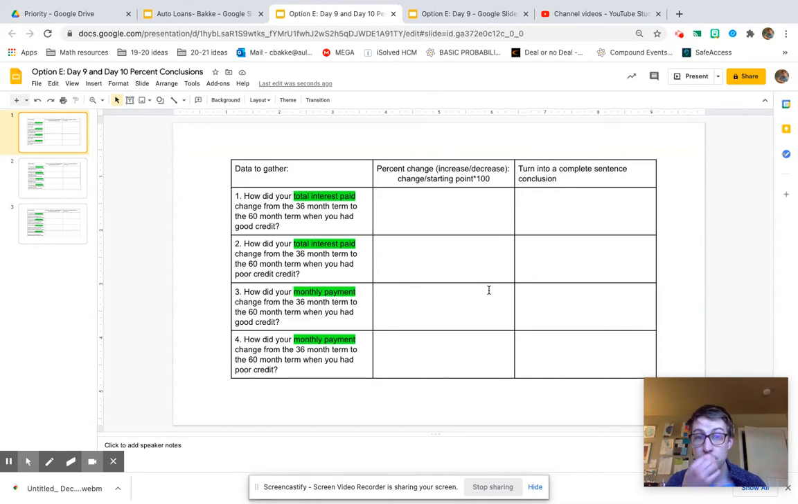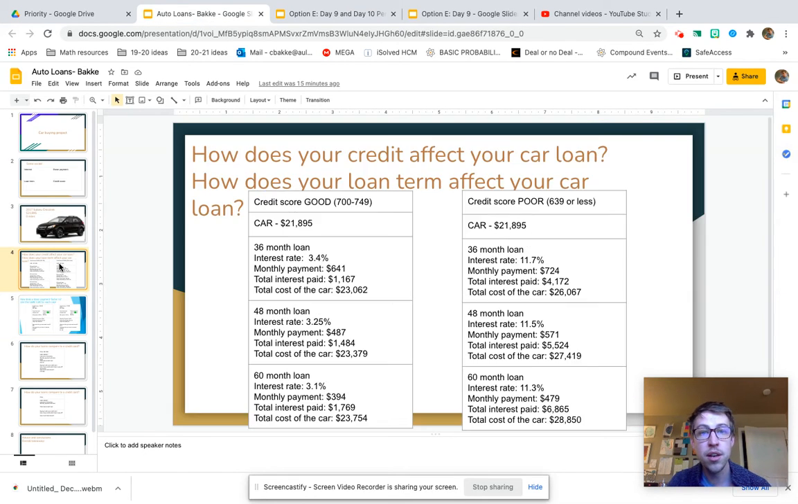So this video is going to help you organize where to get the numbers for numbers 1, 2, 3, and 4, how to find those percent changes, and then how to turn them into complete sentences. I, of course, will be using my Subaru example. And of course, you will need to do this with your own car example.